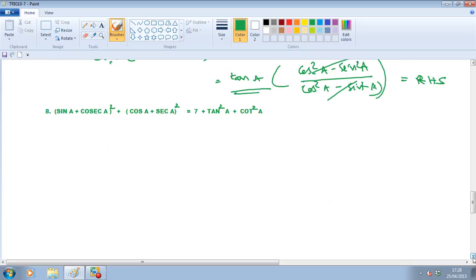Next problem. Sin A plus cosecant A whole square plus cos A plus secant A whole square is equal to 7 plus tan square A plus cot square A. We have to prove, show that. Okay, show that. So what can we do?